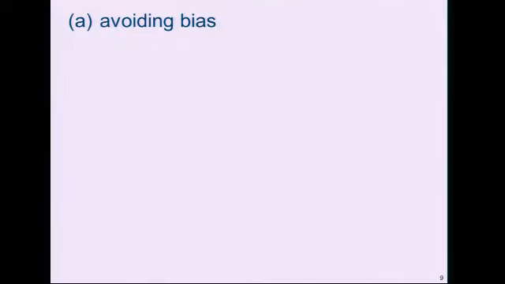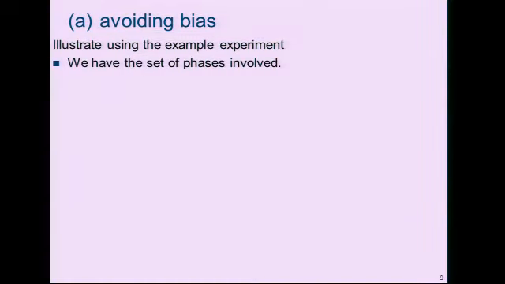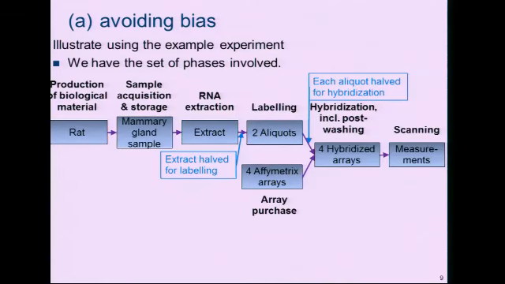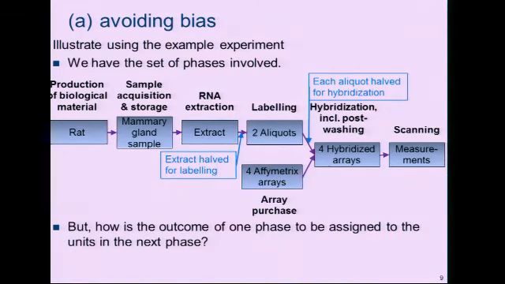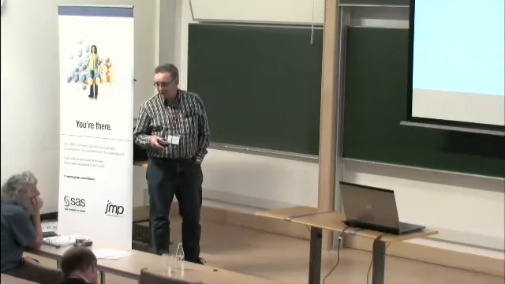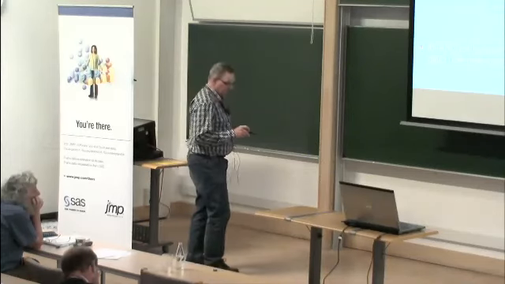So talking about designing these experiments, I firstly want to concentrate on avoiding bias, essentially by randomisation, and I'm going to illustrate this, of course, using the example experiment. That's why I put it there. So we have the set of phases involved. I've identified those. These are the 7 phases. So how is the outcome of one phase to be assigned to the next phase? How am I going to assign the samples that I get to the extraction phase? What order am I going to do them in?